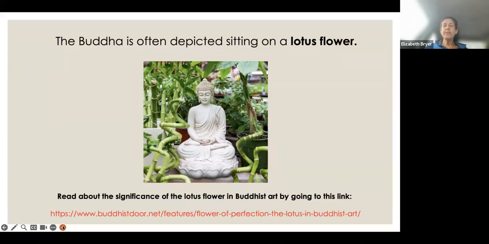The Buddha is often depicted sitting on a lotus flower. And you can read about the significance of the lotus flower in Buddhist art by going to this link. But I will just tell you the key thing to understand about the lotus flower is that the lotus flower grows and thrives and blossoms in mud.